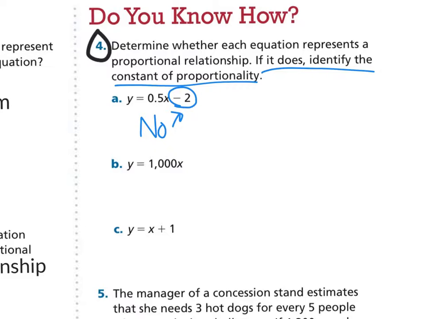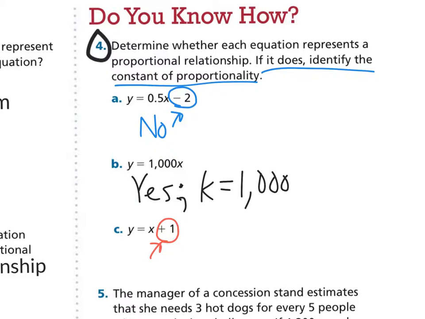On part B, you'll notice that just says y equals something times x, so that would be proportional, and then the constant of proportionality would be 1,000. K equals 1,000. And then part C, you can see they're adding 1 back here, so since they're adding 1, then that would not be a proportional relationship.